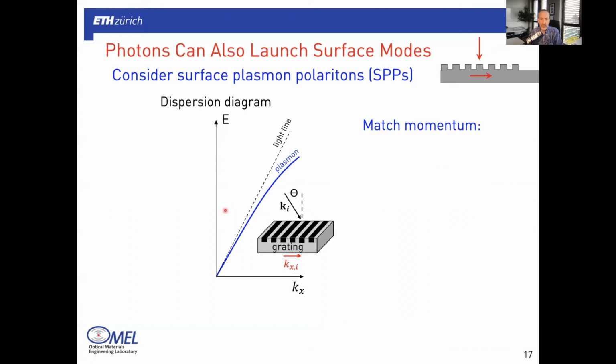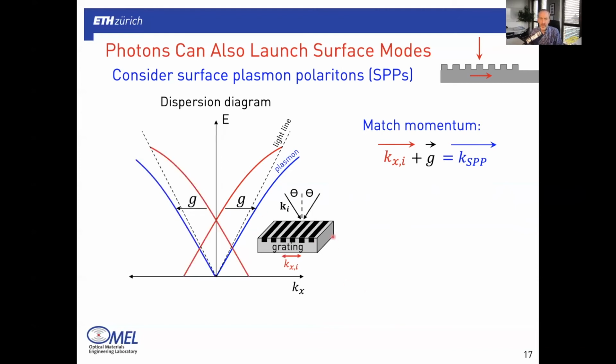So you can imagine that you have a photon that comes in at some angle that puts it right here in the dispersion diagram, and then adding the grating momentum, you can then take the photon at that energy and conserve both energy and momentum at the same time and excite a plasmon. And of course, this process doesn't just occur for photons coming from left to right, but also from right to left. So imagine focusing with a microscope objective.